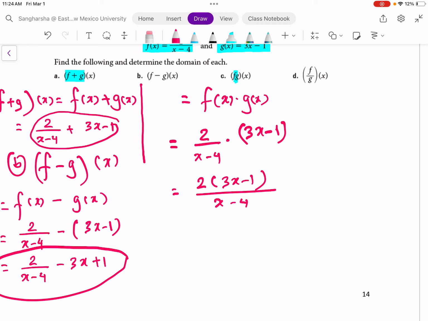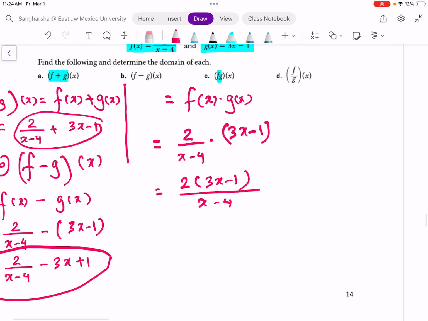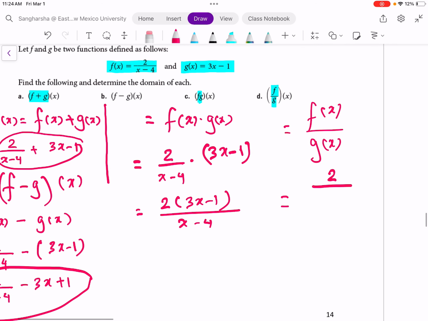You are multiplying two functions if you want fg function. If you want f plus g, you are adding. If you want f minus g, you are subtracting. Okay, now the last one we have f over g. So here we have f divided by g. So we divide f function by g function. So this is f of x in the numerator divided by g of x in the denominator. Now let's substitute. Our f of x is 2 over x minus 4 divided by g of x is 3x minus 1.